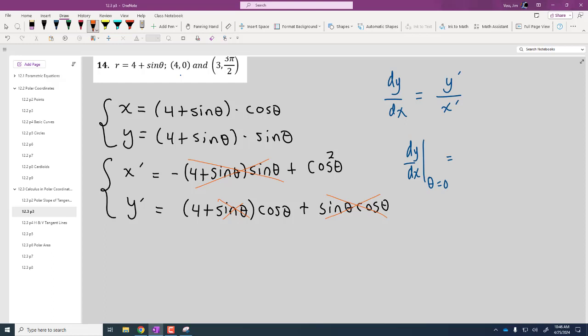So we're plugging in 0, so let's focus on the y prime first, because that's the numerator. So down here, when we plug in 0, that's gone, so we have 4 multiplied by cosine of 0 is 1, so we end up with 4. Everyone okay with that? And then we do x prime at 0. That part all vanished because sine of 0 is 0. Cosine of 0 is 1, so we get 4 divided by 1. So the slope of the tangent line when theta is 0 is 4. That's the slope of the tangent line.